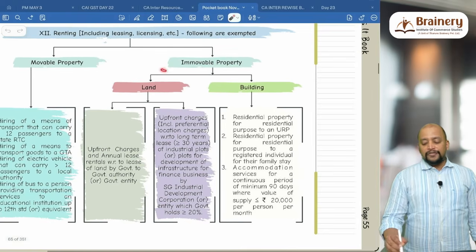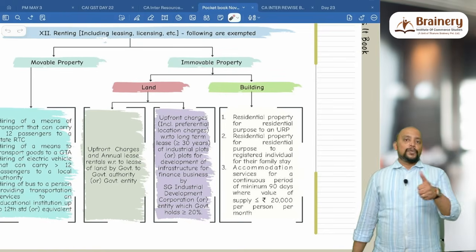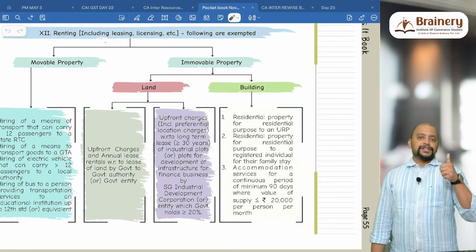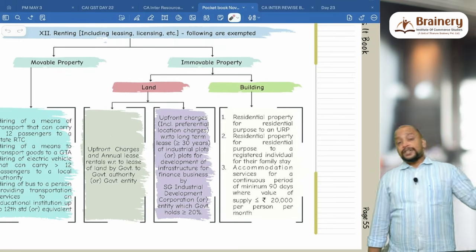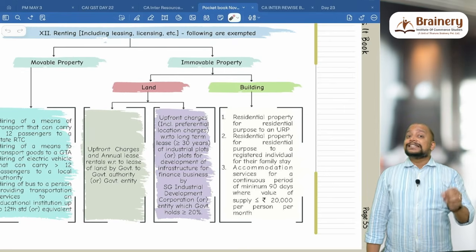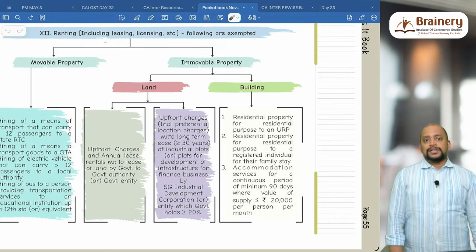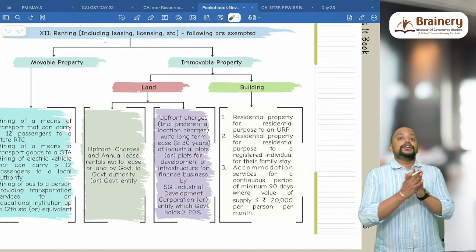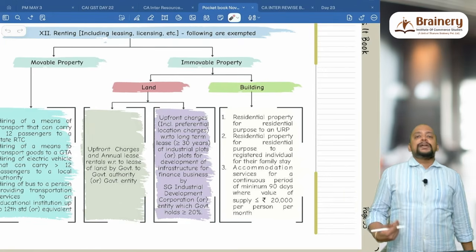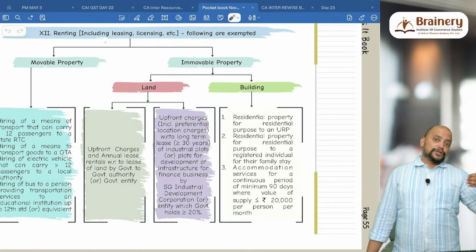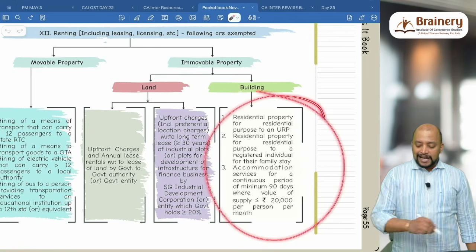When it comes to renting of immovable property, for renting of building, we have 3 exemptions. Number one, renting of residential property for residential purpose to an unregistered person. Number two, renting of residential property for residential purpose to a registered individual for their family stay. Number 3, accommodation services, but that accommodation should be for a continuous period of minimum 90 days, and the charges per month should not be more than 20,000, that is, less than or equal to 20,000 per person per month. So then it is exempted. These are the 3 exemptions.